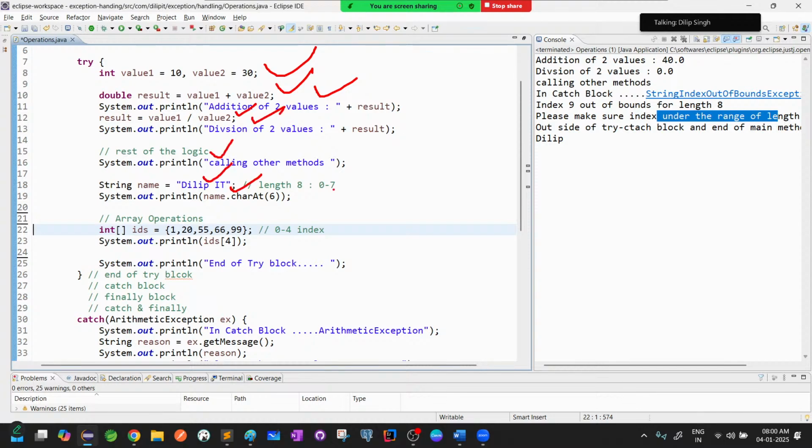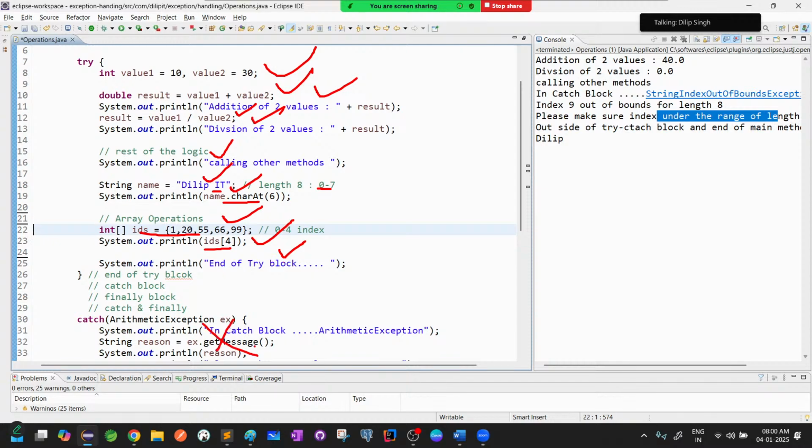Here also, no exception, because we gave the index within the limit. So definitely you will see I as the output in this case. No exception, because it is only array initialization. You gave an index within the range, 4 index. Yes, no exception. So that's why it is reaching the try catch block.